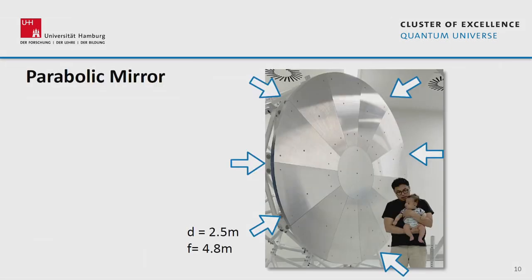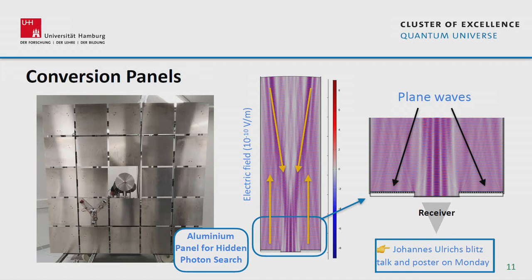As you can see, this is the parabolic mirror. It has a diameter of 2.5 meters and a focal length of 4.8 meters. The next component is the conversion panel. For the broadband experiment, at this moment, we are only looking for the hidden photon, so we are just mounting dummy aluminum panels. These are 824 dummy aluminum panels with a total surface of about 6 square meters.